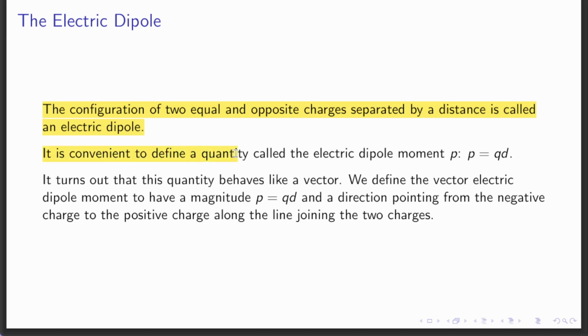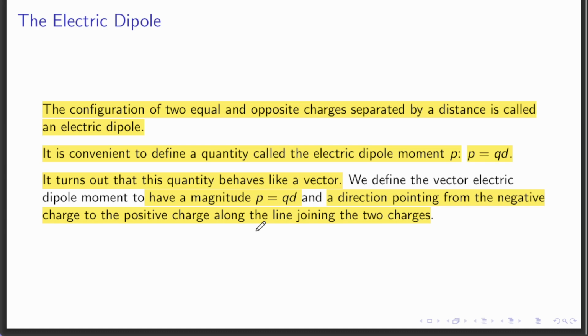It is convenient to define a quantity called the electric dipole moment given by the symbol P, and the electric dipole moment is given by Q times D. It turns out that P behaves like a vector having a magnitude Q times D and a direction pointing from the negative charge to the positive charge along the line joining the two charges.